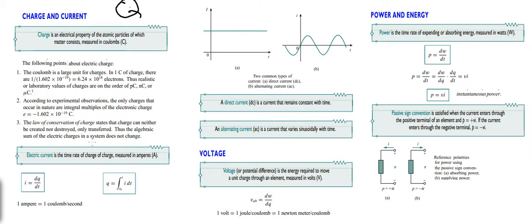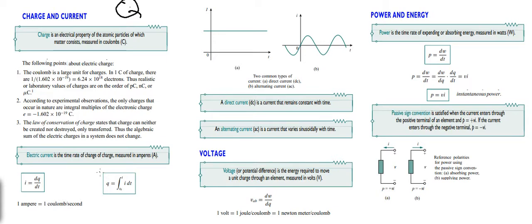Electric current is the time rate of change of charge, measured in amperes, which is A. So current is derived from the change of charge with respect to time. The unit of 1 ampere is simply equal to 1 coulomb per second.